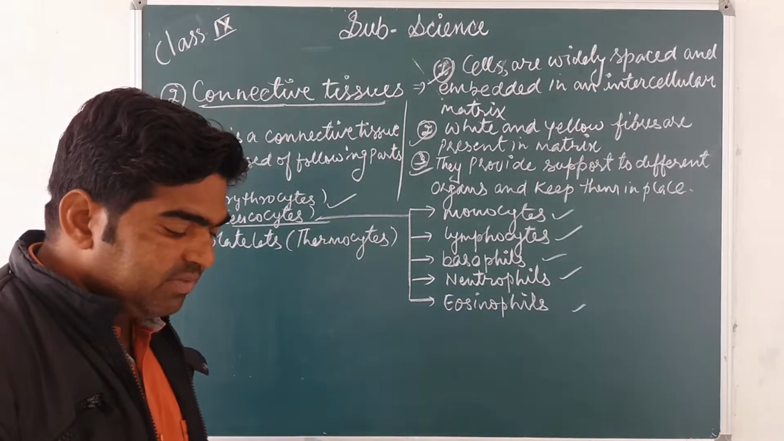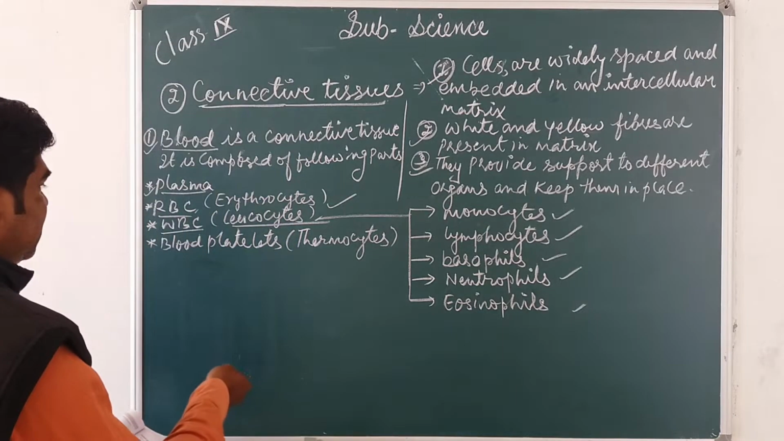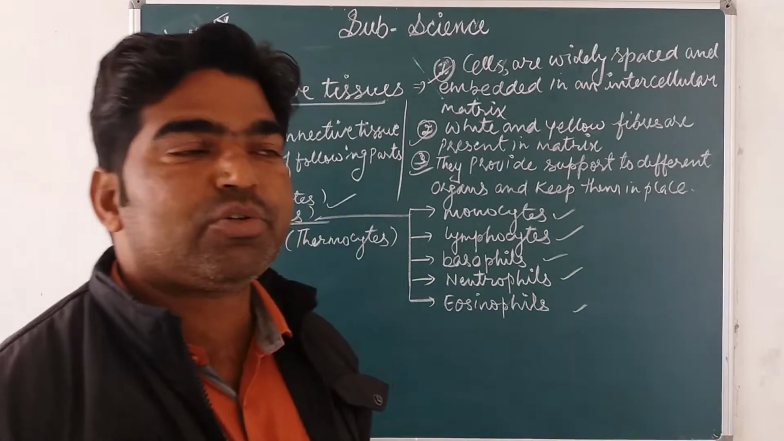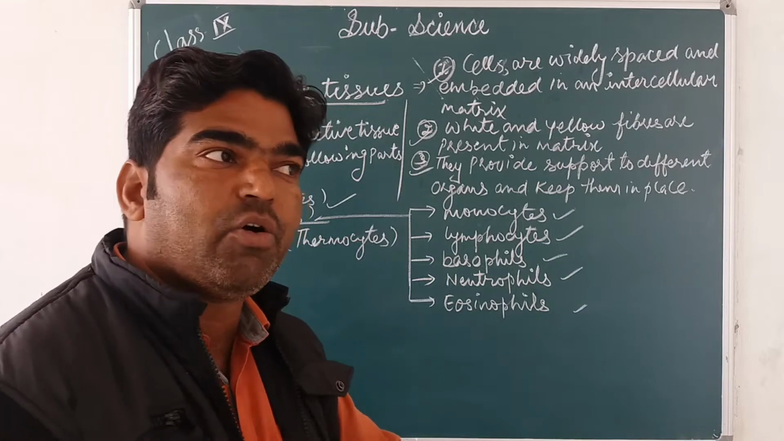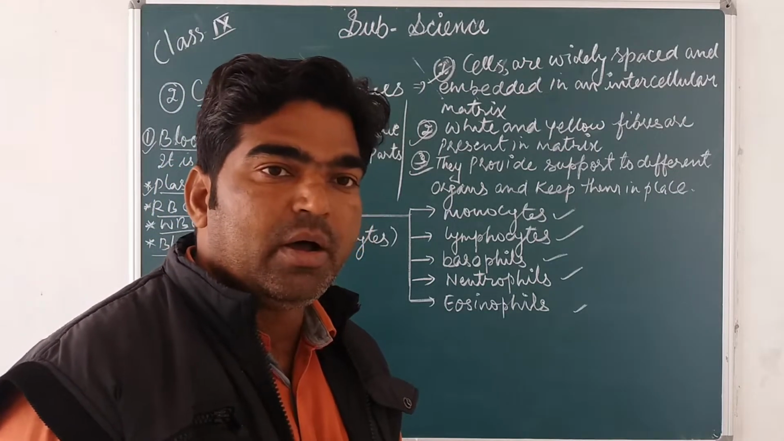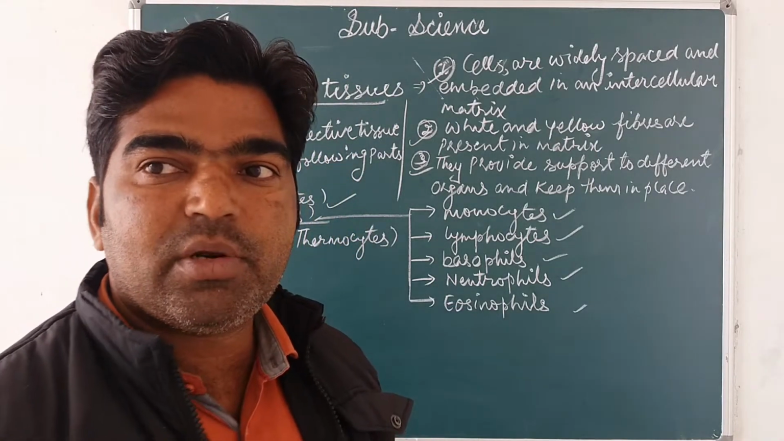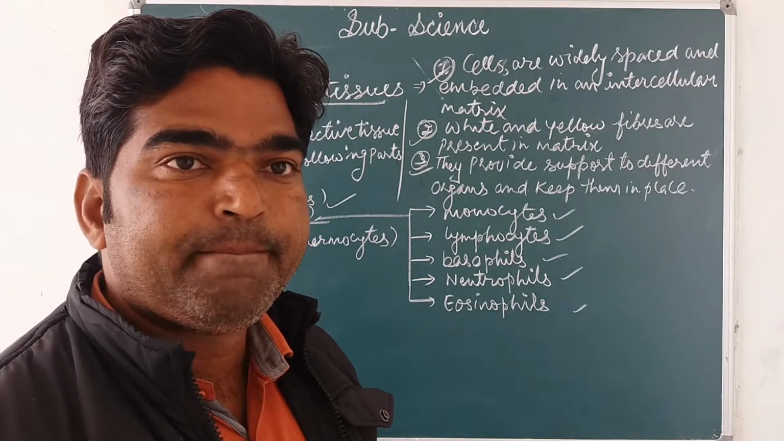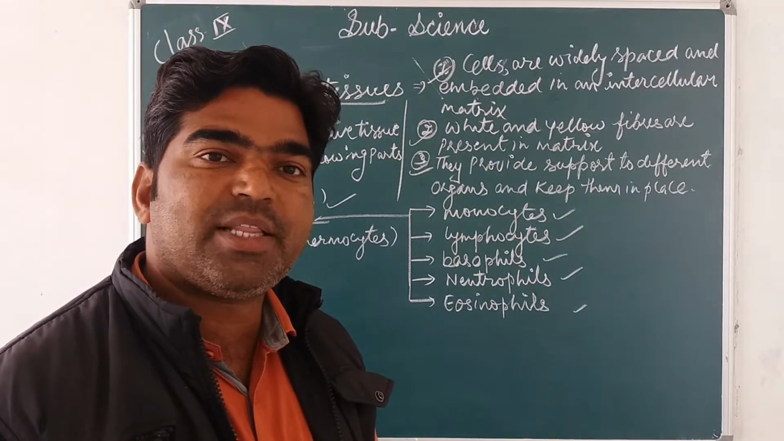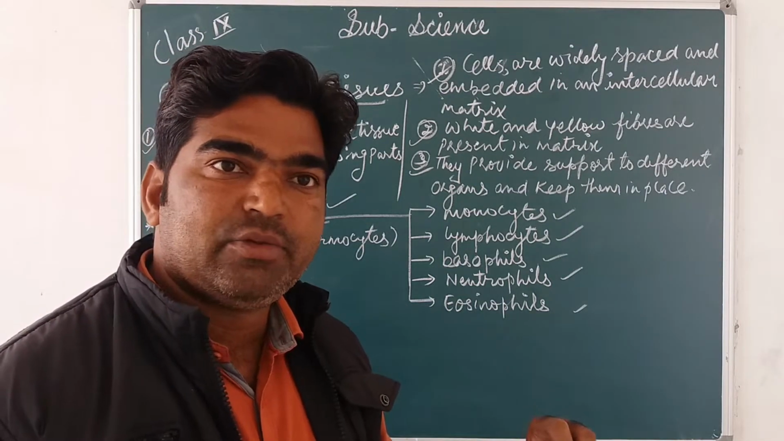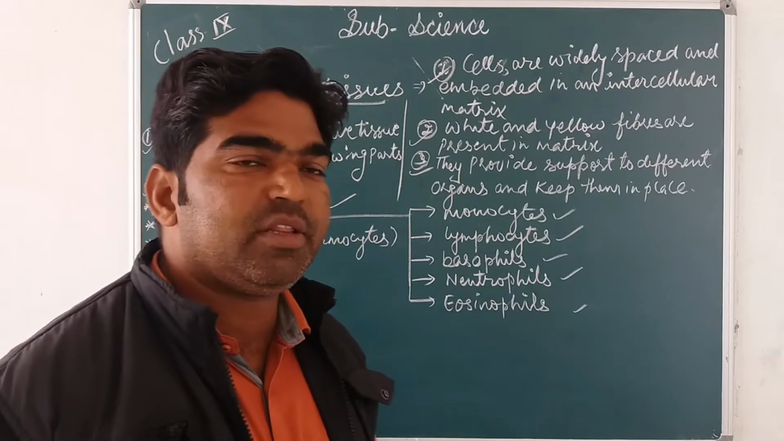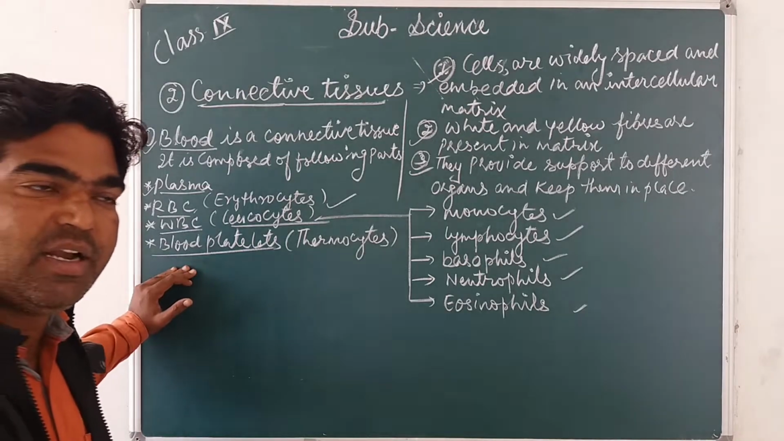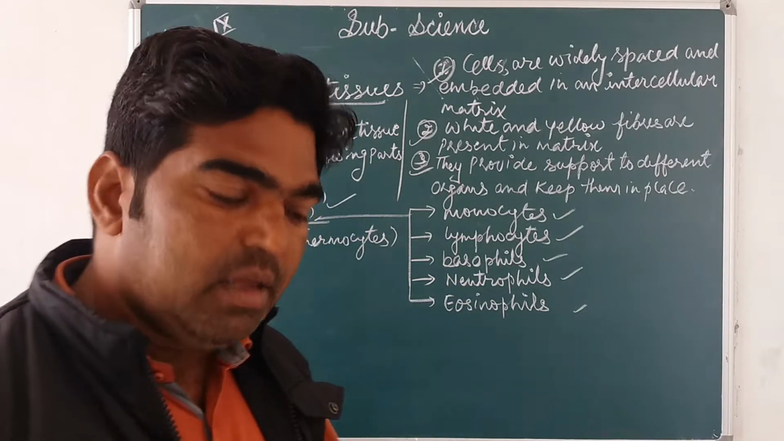Next one, blood platelets. Blood platelets are also known as thrombocytes, and these thrombocytes help in blood clotting. Whenever we get some injury, suppose you get a cut, it is because of blood platelets that blood clotting happens, the gap closes and the bleeding stops. So you can say that blood platelets help in blood clotting.